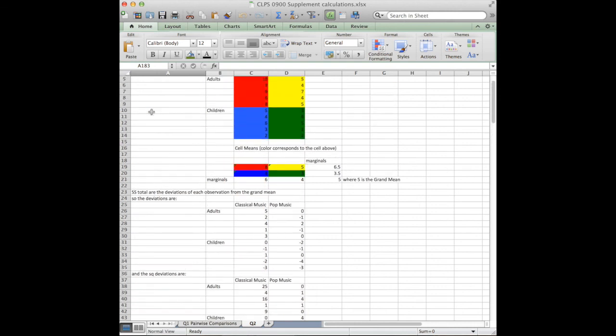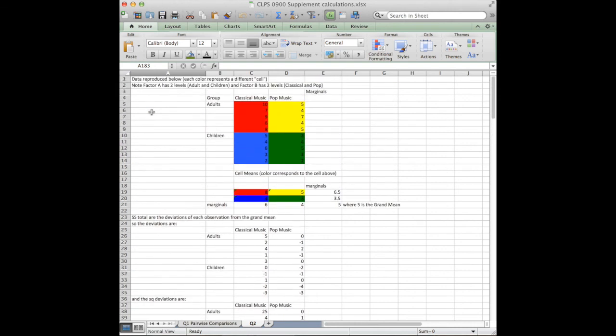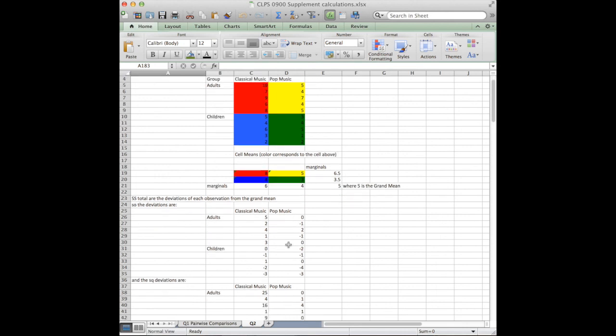So I'm just going to scroll up really quickly, and then what this means is that the deviations are 10 minus the grand mean of 5 gives you 5, 7 minus the grand mean of 5 gives you 2, and then you do the same thing and you find the deviations for all of the observations, and then these are the deviations that I got.